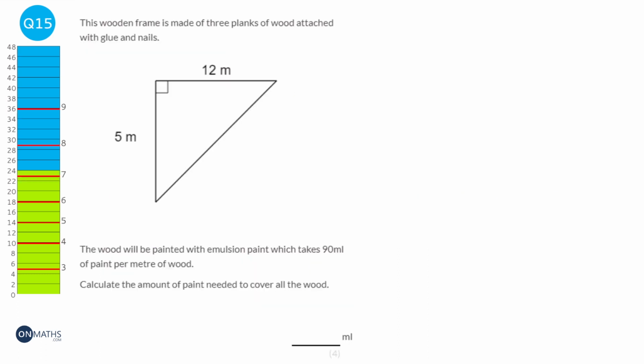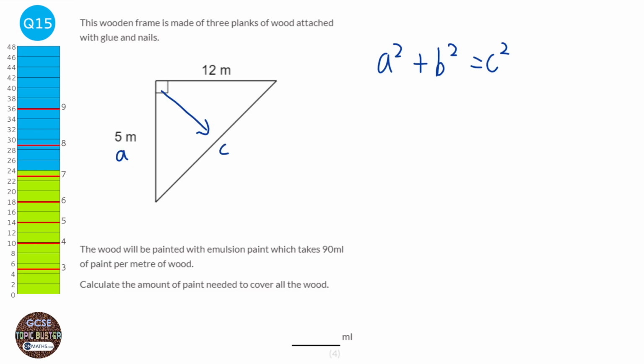In this question we have a right angle triangle and we know 2 of the sides and we're looking for the third one. So that screams to me Pythagoras. So Pythagoras is a squared plus b squared equals c squared, with c squared being the hypotenuse. The hypotenuse is the one opposite the right angle, so this is going to be c. And we'll label the other ones a and b, it doesn't matter which way around they go.